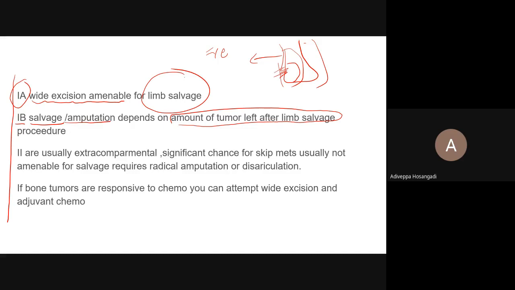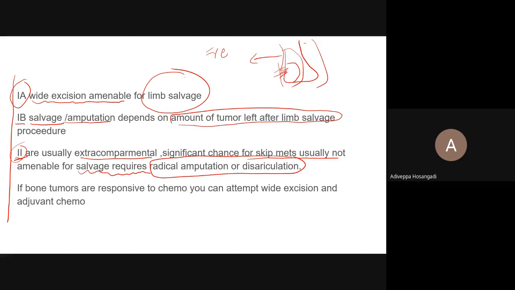Again, there is one more important thing: nowadays we are giving neoadjuvant chemotherapy. I'll come to that later. So stage 2 is high grade. High grade means they are aggressive. Before they come to you, they usually are extracompartmental, and the chances of skip metastases within the bone are very high. So they are not amenable to saving the limb. They generally end up with amputation.